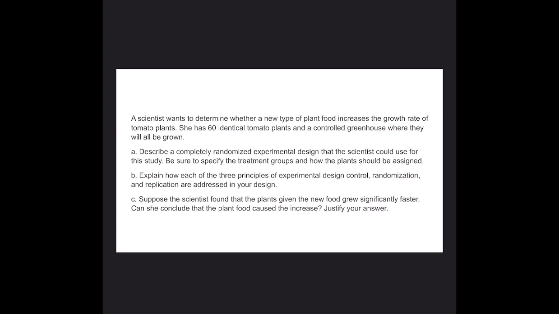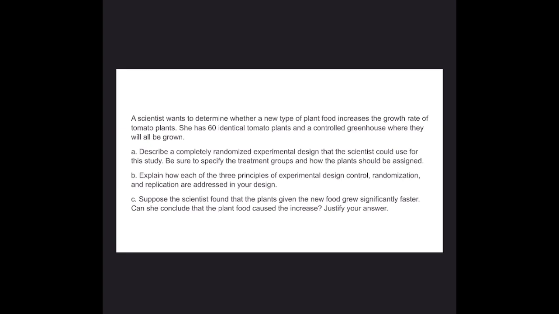So I said the scientist could randomly assign the 60 tomato plants into 2 groups of 30 each, where one group receives a new treatment, the new plant food, and the other receives the other treatment, the standard plant food, or the control. And they should grow all plants under the same greenhouse conditions, such as light, water, temperature, and soil, and then measure that growth over a set period of time.